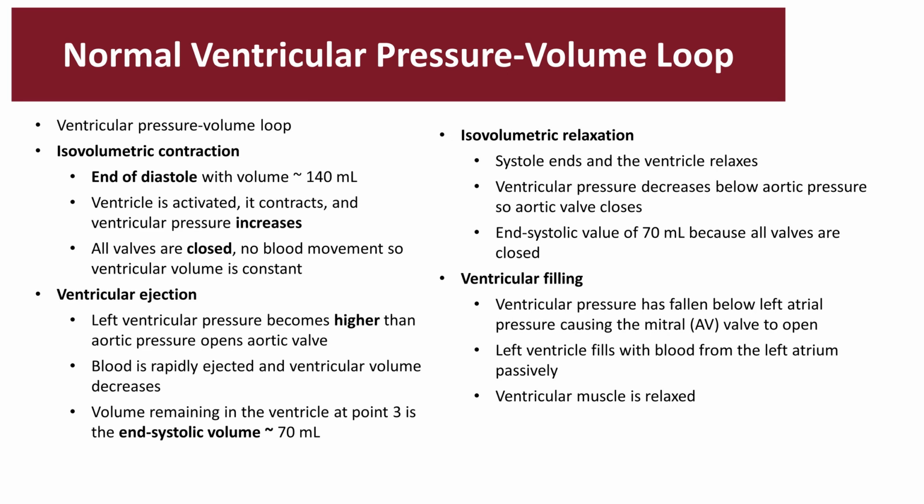Then steps 2 to 3 is where you see ventricular ejection. That is going to be when the left ventricular pressure becomes higher than the aortic pressure that then pushes open the aortic semilunar valve. The blood is then rapidly ejected and ventricular volume decreases, and the volume remaining in the ventricles at 3 is roughly about 70 mLs, which is going to be our end systolic volume, ESV.